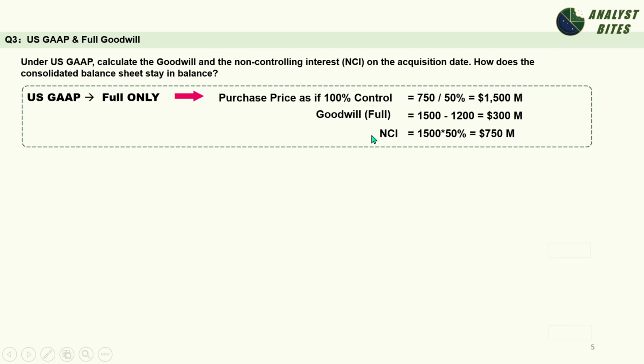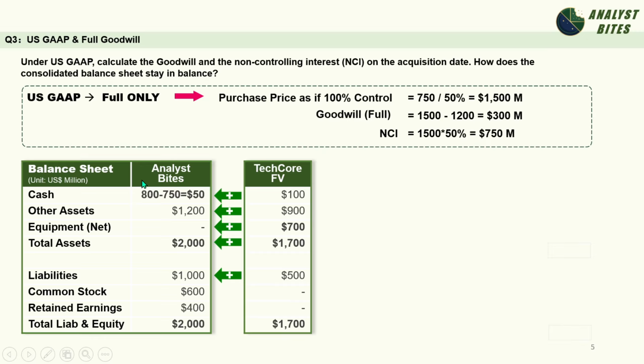Step 3. Find the NCI. Since the NCI now shares the goodwill, we simply take the total fair value and multiply it by the NCI percentage. In this case, that's 750 million. Let's check the consolidation process again. Step 1 is identical to the partial method.